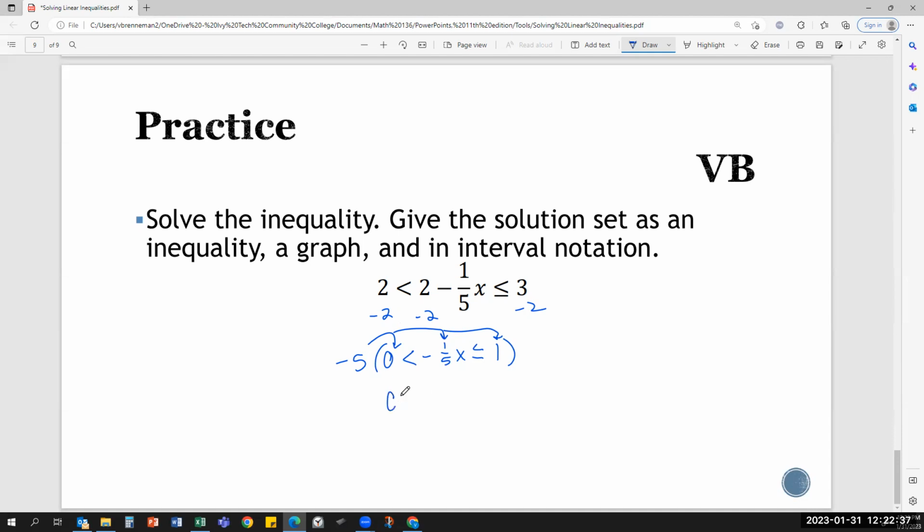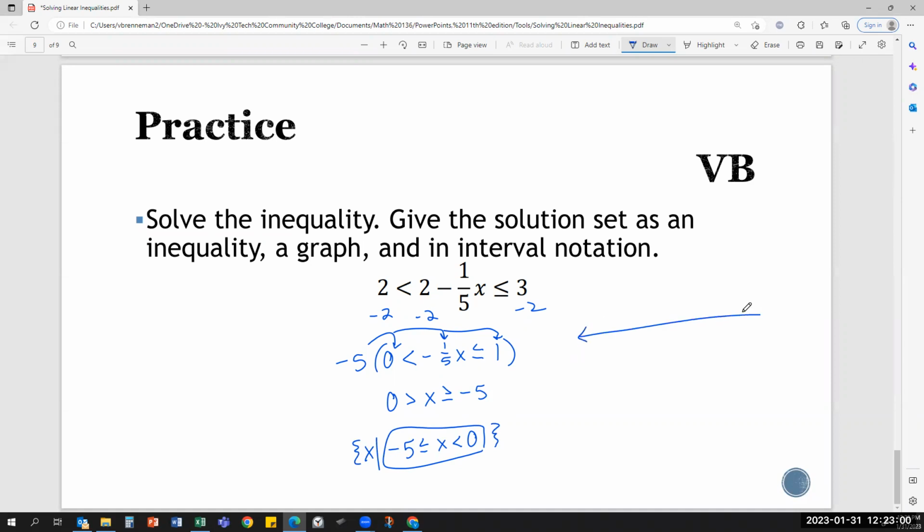So I now have 0 is greater than x is greater than or equal to -5. So I have to switch that and rewrite as -5 is less than or equal to x, which is less than 0. And that is my final form for the inequality that's going to go inside the set builder notation.